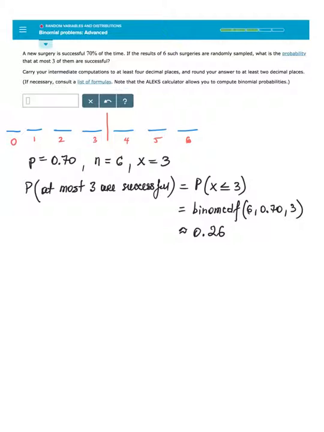So what I have is this. Probability of success is 0.70. We are considering 6 surgeries, so my number of trials is 6. And I'm aiming at 3, in this case up to 3 successes. Probability at most 3 are successful is same as probability of x being less than or equal to 3. I'm using binomial CDF with 6, 0.70, and 3 as my parameters, which gives me 0.26 rounded to 2 decimal places.